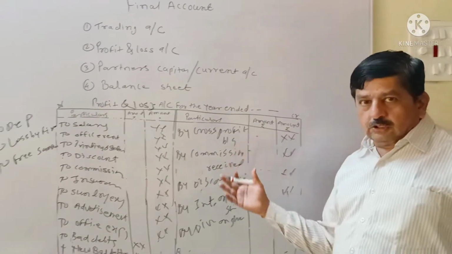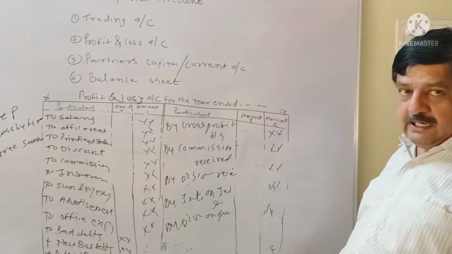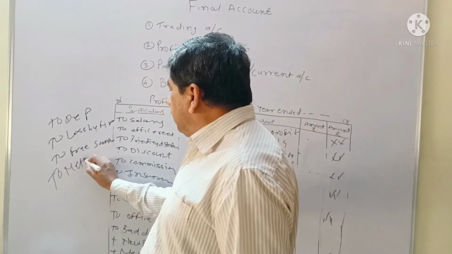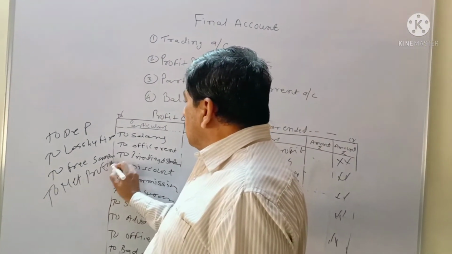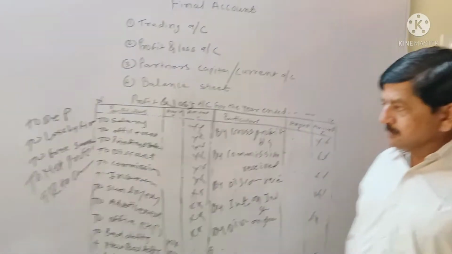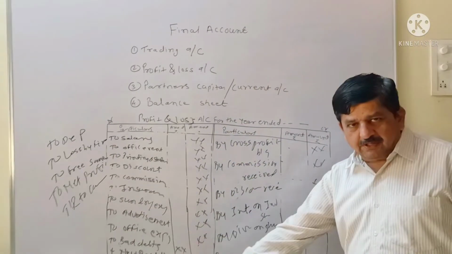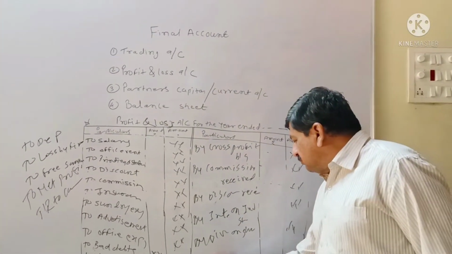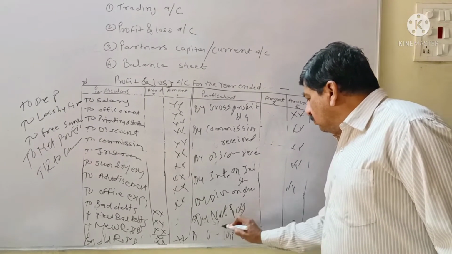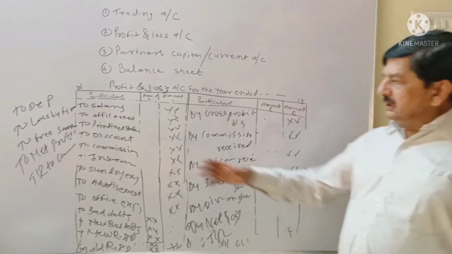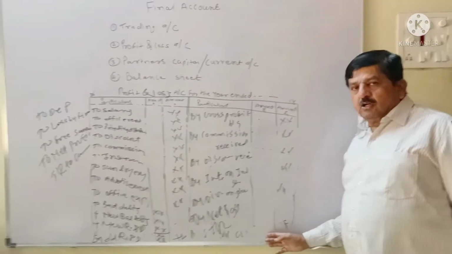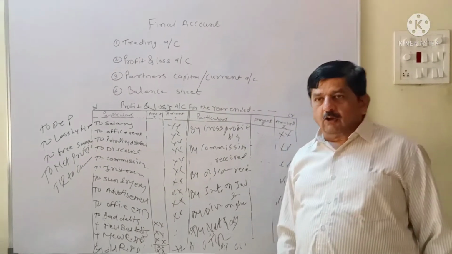Then you have to close the profit and loss account. If the credit side is more, then on the debit side you have to write down to net profit transfer to capital account. And if the debit side is more, then on the credit side you have to write down by net loss transfer to capital account. This net profit is taken on the credit side of the capital or current account, and if there is a net loss, it is taken on the debit side of the capital or current account.